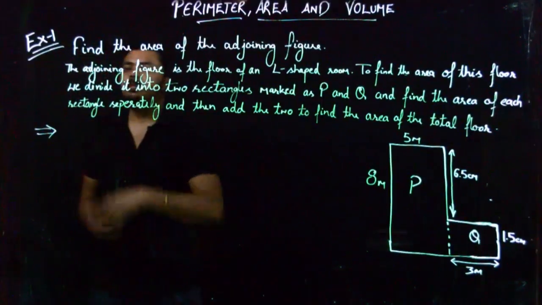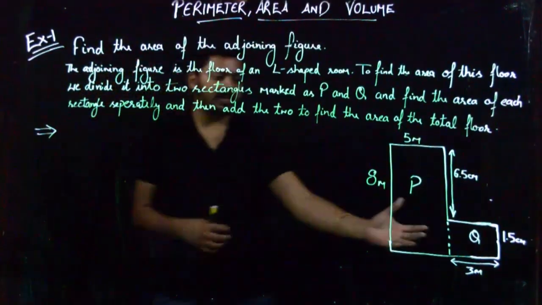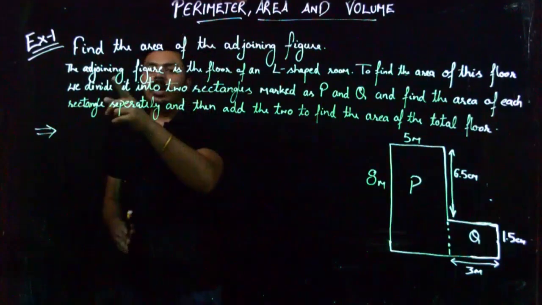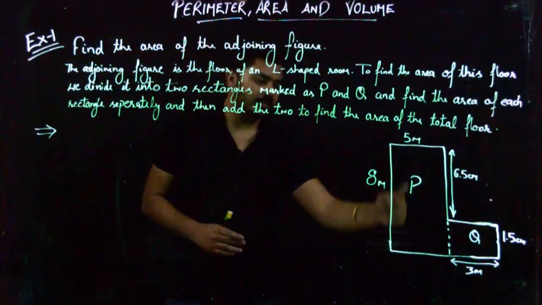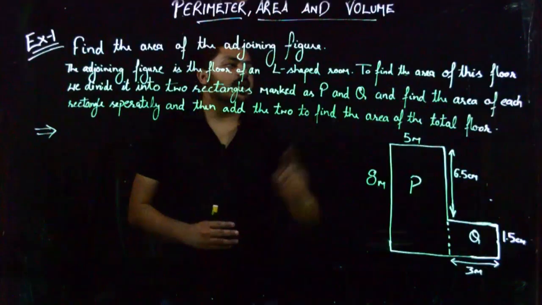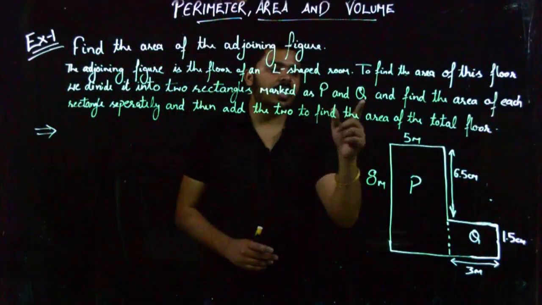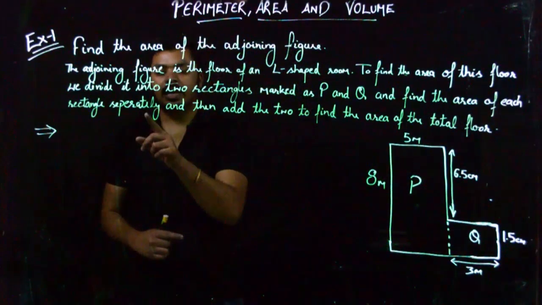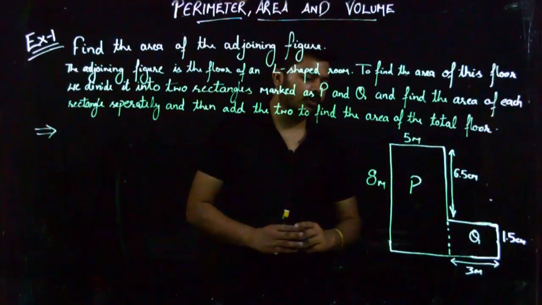Now let's see example number 1. Find the area of the adjoining figure. So here we are given a figure and we have to find the area of this figure. The adjoining figure is the floor of an L-shaped room. Since it is L-shaped, to find the area of this floor, we divide it into two rectangles P and Q and find the area of each rectangle separately and add the two to find the area of the total floor.